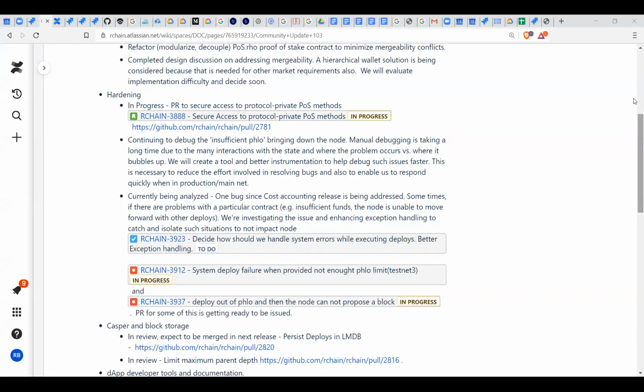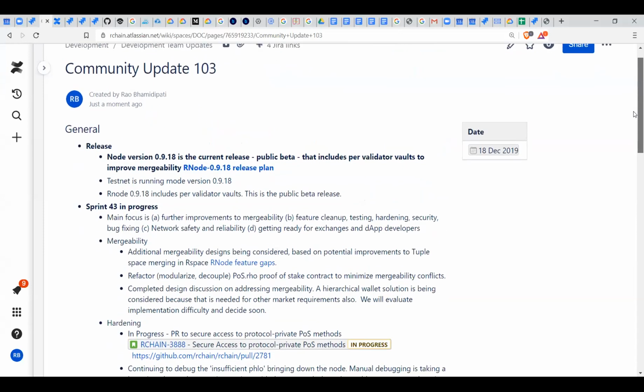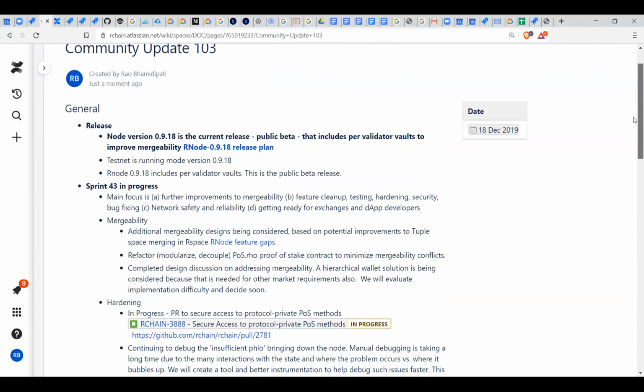Well, we have some stuff to cover. So let's get started with the tech update. Rao, are you here? Yes, I am. Let me share my screen. I think you should be able to see my screen. Yes. Okay.